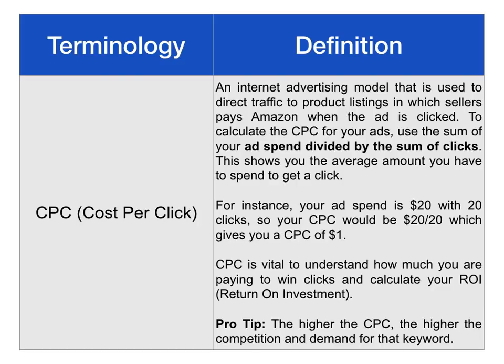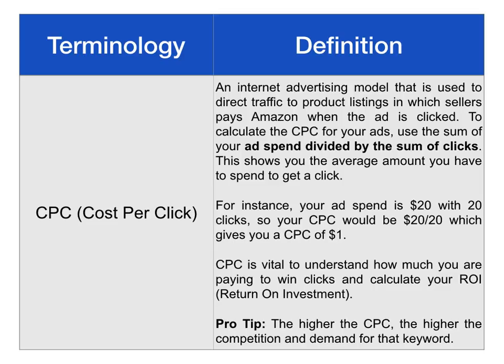For example, your ad spend is $20 and you get 20 clicks. So your CPC will be $20 divided by 20, which gives you a cost per click of $1. So cost per click, CPC, is vital to understand how much you are paying to win clicks, and to calculate your ROI as well, your return on investment.